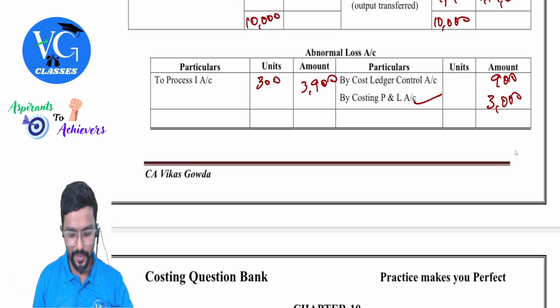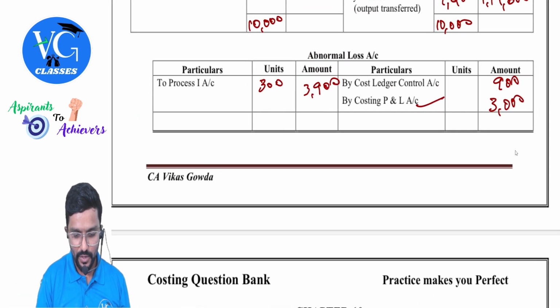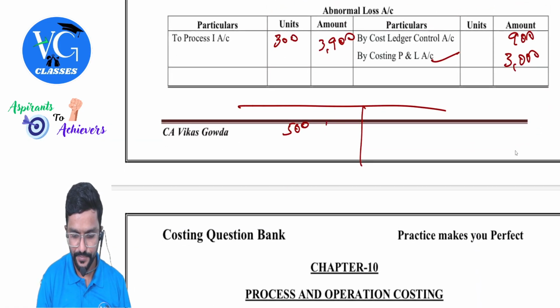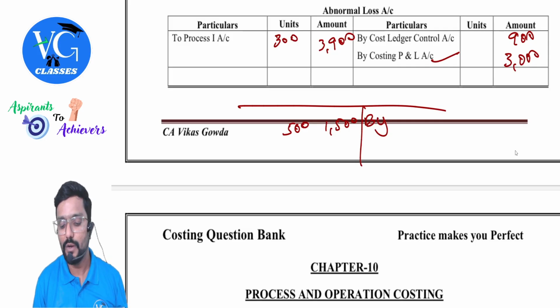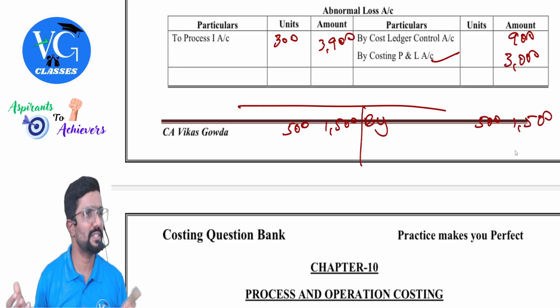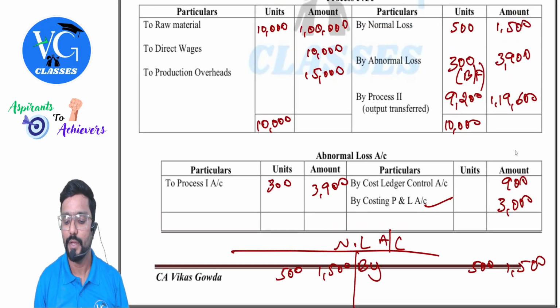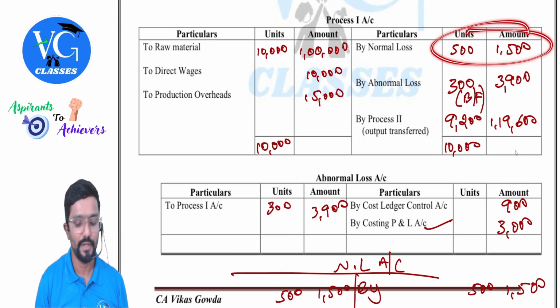And if you prepare the normal loss account also, same, guys. Listen here. If you prepare normal loss, once again I will show you. On the debit side, you will take how much in units? 500. 1,500. Then on the credit side, by cost ledger control account, how much, sir? Same. 500, 1,500. Match. That's all. This is the normal loss account. On the debit side, you receive whatever is transferred here, no? You receive it here.